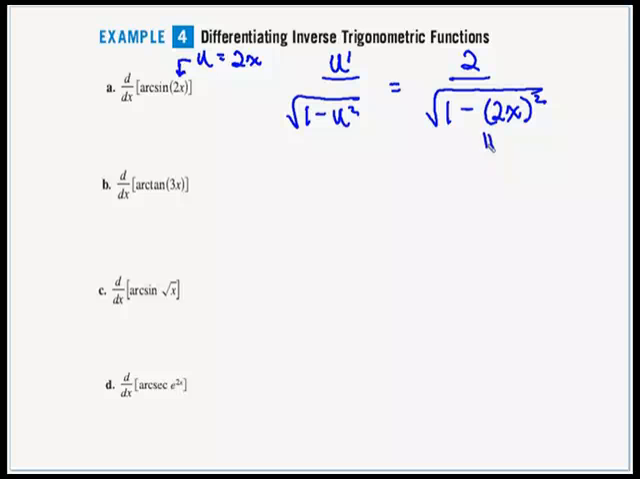So I'm going to work down this way a little bit. Numerator is still 2. Underneath that radical, we have 1 minus the quantity 2x squared, or 2x times 2x, and that is 4x squared. And that is about as simplified as we can get it. There is our derivative of the arcsine of 2x.